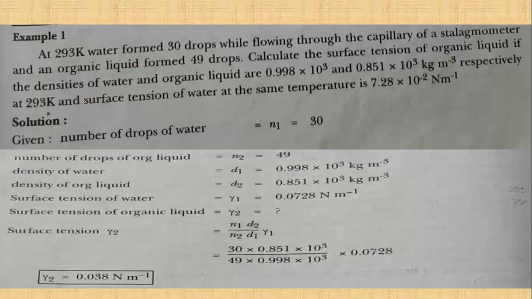Okay, so we'll see one or two examples and after that we'll stop the lecture. Now, at 293 Kelvin, water forms 30 drops while flowing from mark A to mark B from the capillary of a stalagmometer, and an organic liquid forms 49 drops. Okay, calculate the surface tension of the organic liquid.